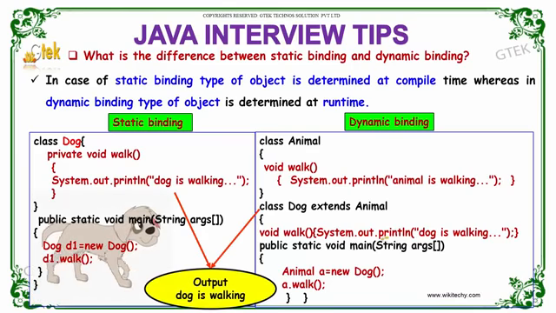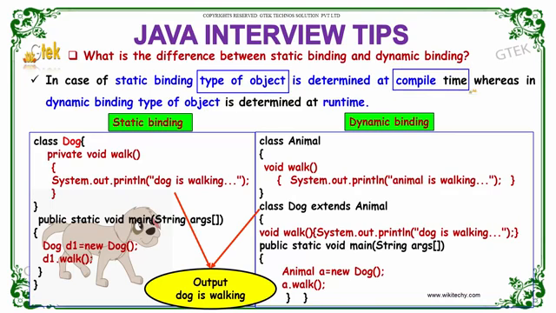What is the difference between static binding and dynamic binding? In case of static binding, the type of the object is determined only during your compile time, whereas in dynamic binding, the type of the object is determined during the runtime.